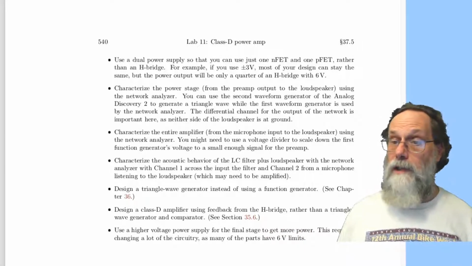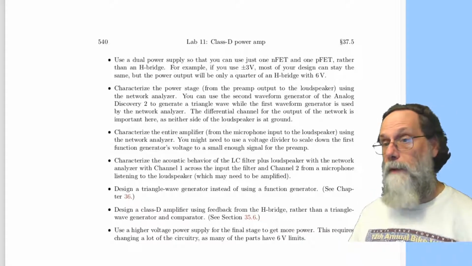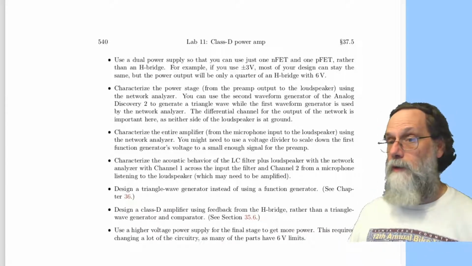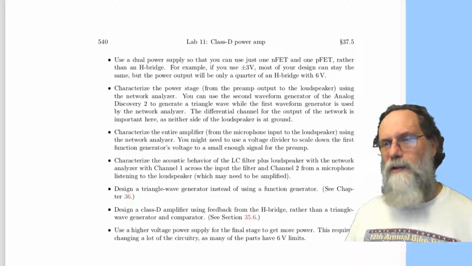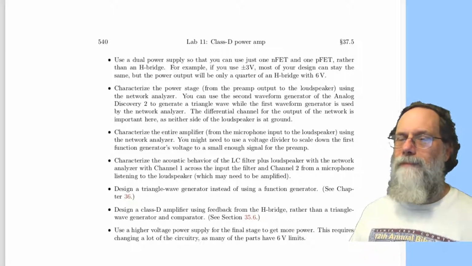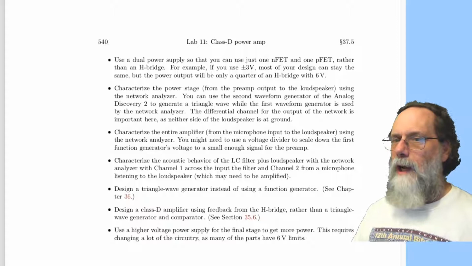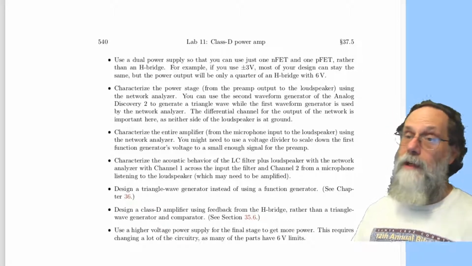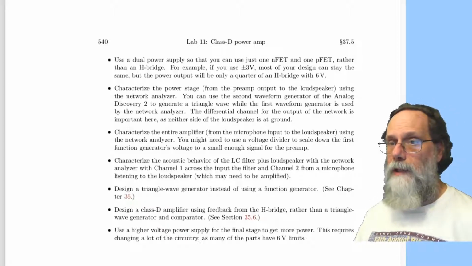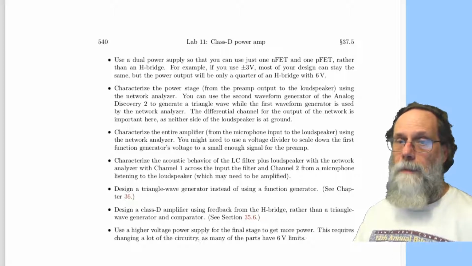There's a different Class D amplifier design that uses feedback from the H-bridge rather than using a triangle wave generator and a comparator. This is trickier to get to work. I don't like the design usually as much, but it's an interesting alternative. And again, there's some discussion of that in the Class D amplifier design chapter.